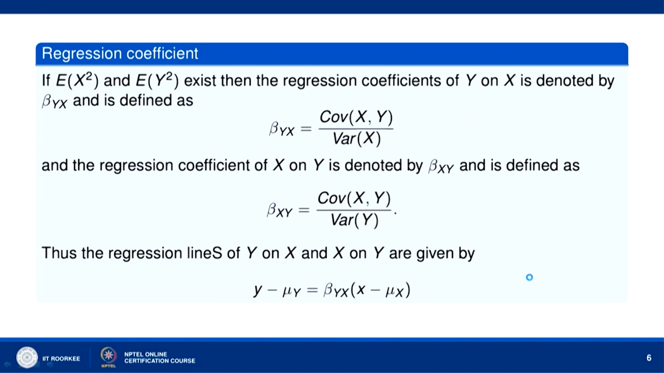Now, if E x square and E y square exist, then the regression coefficient of y on x is denoted by beta y x and is defined as beta y x equal to covariance of x y divided by variance of x, and the regression coefficient of x on y is denoted by beta x y, and is defined as beta x y equal to covariance of x y divided by variance of y.